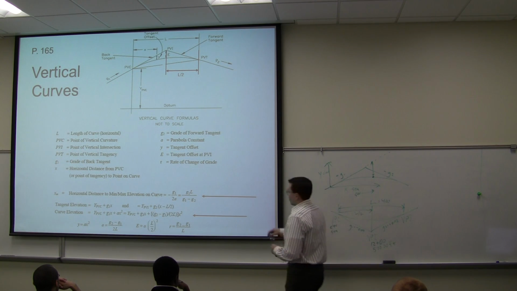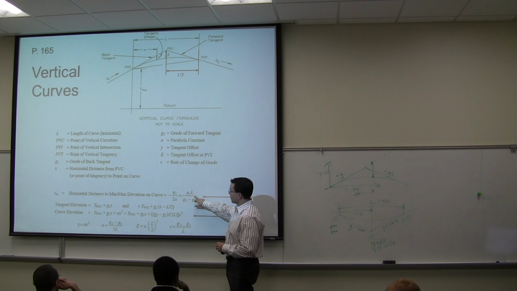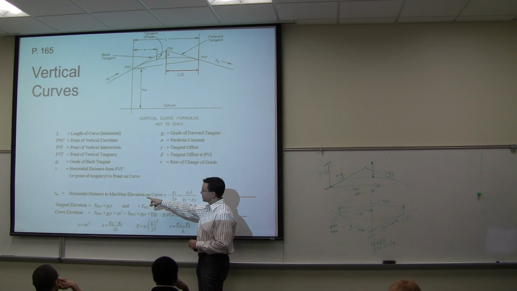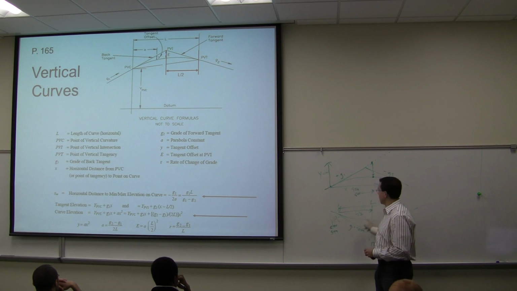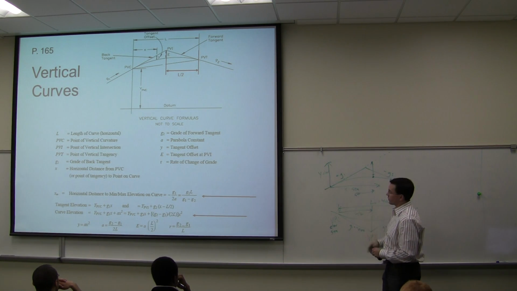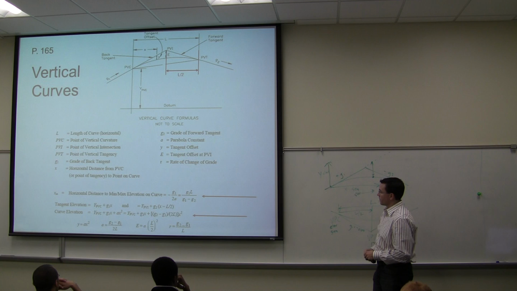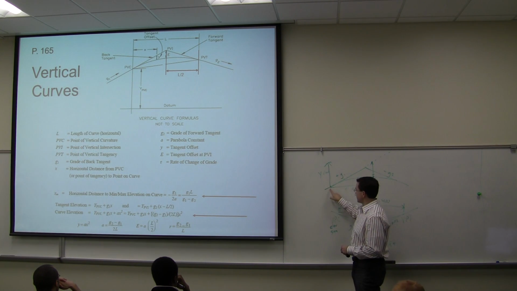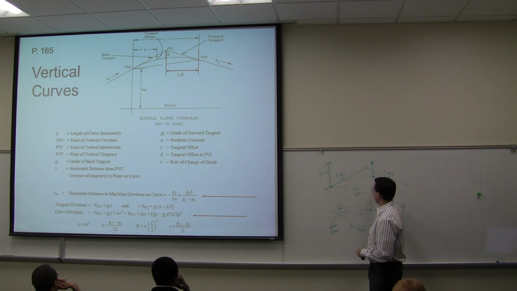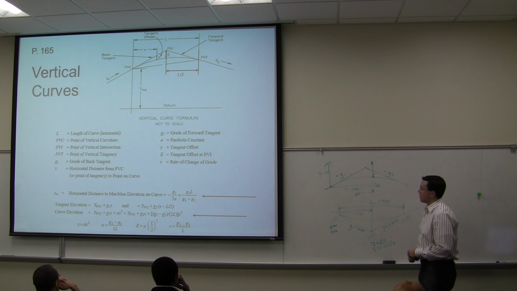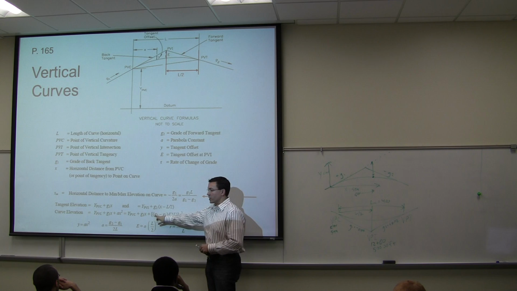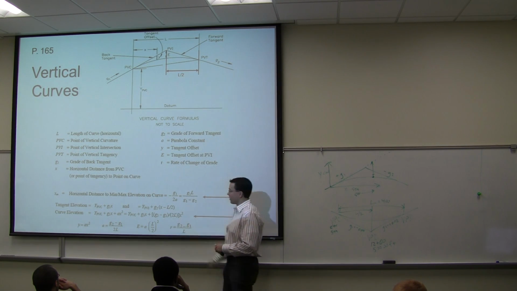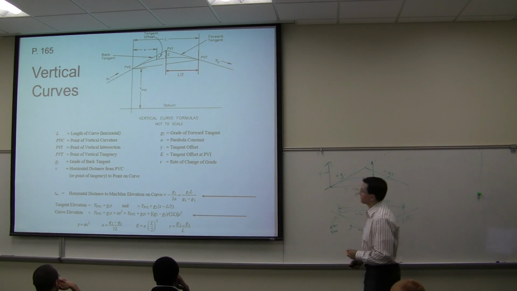The other equation to point out is this first one. This will give you the horizontal distance to the minimum elevation on the curve if it's a sag, or to the maximum elevation on the curve if it's a crest curve. So this is going to give you the X distance measured from your VPC over to wherever that point occurs. Then once you know the X distance, you can plug X into this equation and get the actual elevation of the high or low point on the curve.